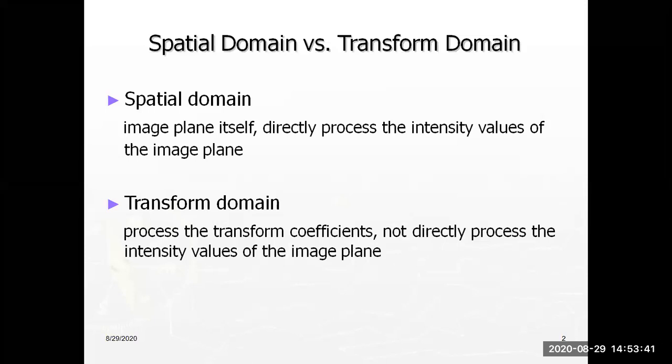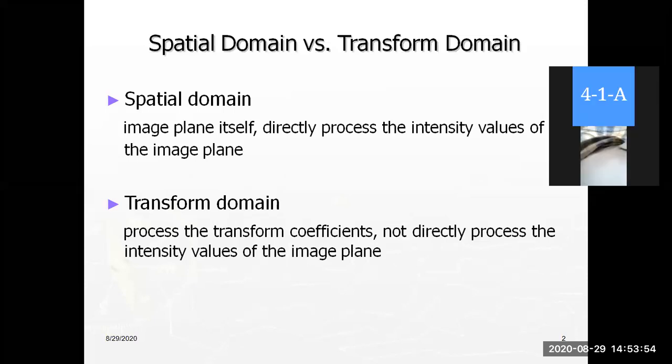Okay, filtering operation. There are two types of domains: spatial domain and transform domain. In the spatial domain, we directly operate the intensity operations, but in the case of the transform domain, we first convert the image from the spatial domain to the frequency domain.